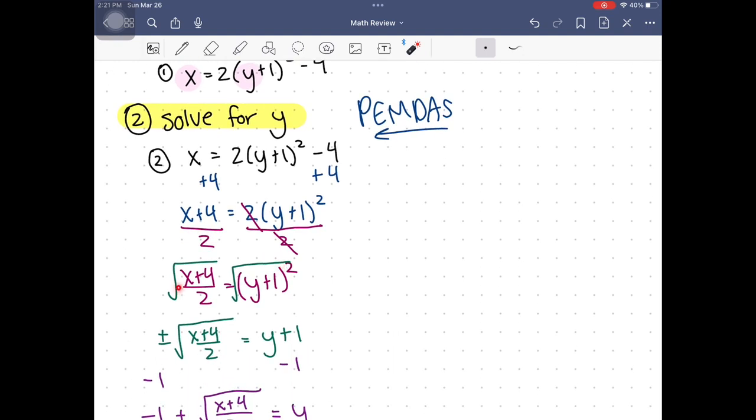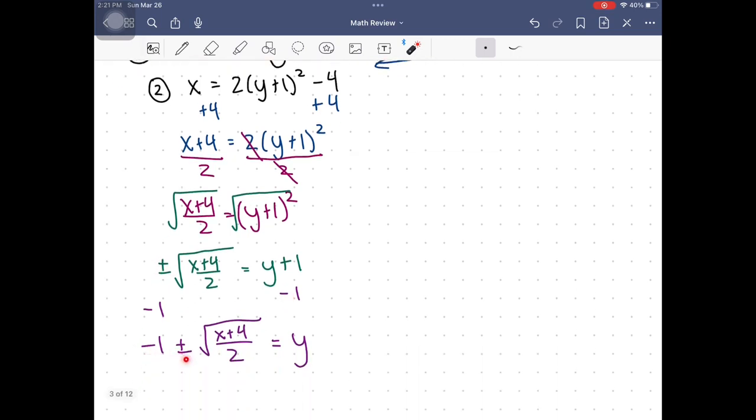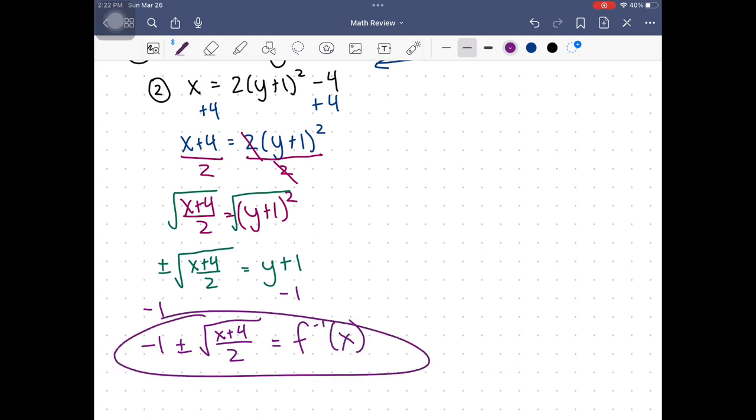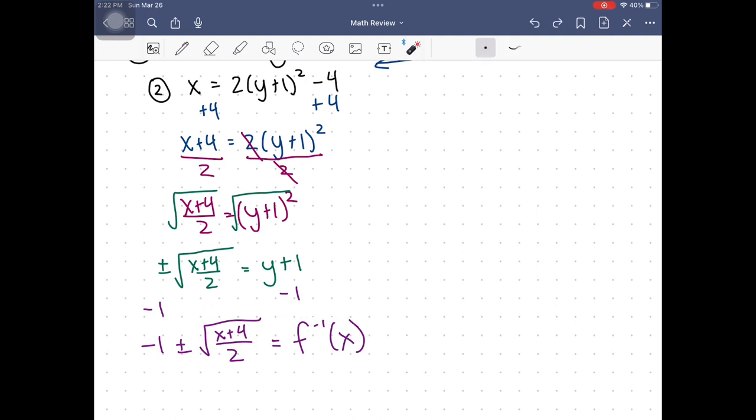When you take the square root of both sides, you have to take the plus or the minus, okay? Then we subtract 1. So we have -1 plus or minus the square root of x plus 4, over 2, equals y. When we write this, it's going to look like this. It's going to be f inverse of x. Okay, this right here is not a function. The reason for that is because there's a plus or minus here.